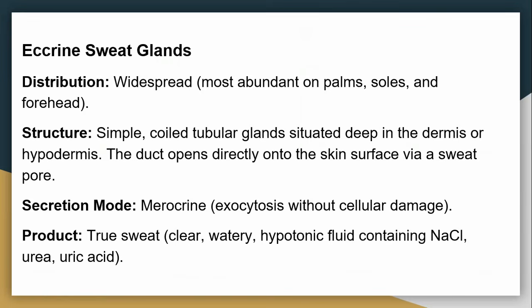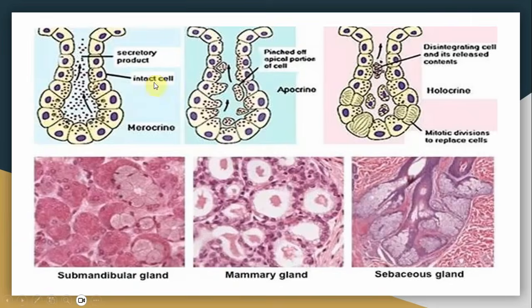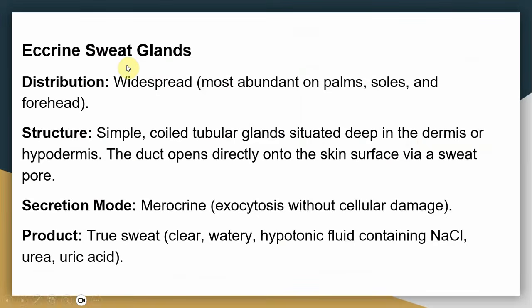Like the cells from their surface, as shown just here, they form small eccrine, sorry, is not mentioned in this picture, but they just give small bags, and there is simple those small vesicles or the bags, they are just secreted into the alveolus of the gland, and then via secretory duct they are released onto the skin. Product is the true sweat. It's clear, watery, hypotonic, and having sodium chloride, urea, uric acid.